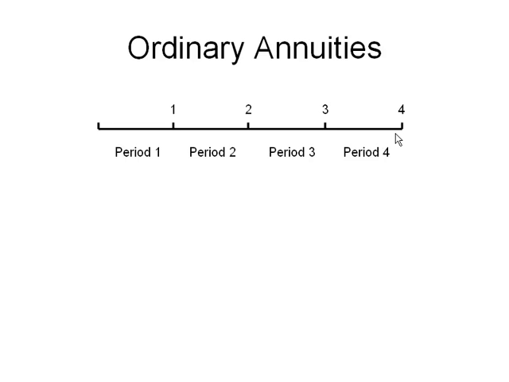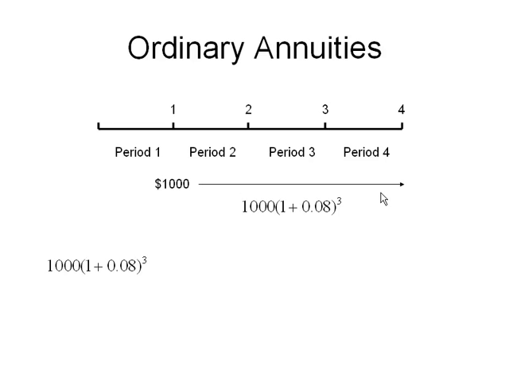I'm going to look at these payments that I'm making. Since this is an ordinary annuity, my first payment is at the end of the first period. I make a payment of $1,000, so it's going to earn 3 years of compound interest. That's going to be 1,000 times (1 plus 0.08) cubed. So that's the first amount that I put into my annuity.